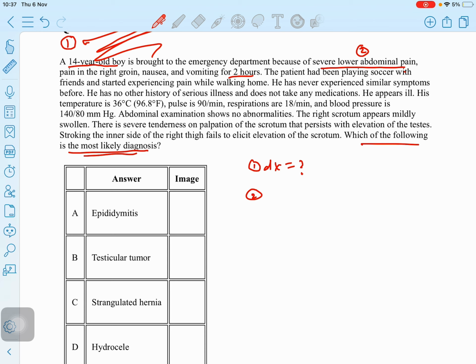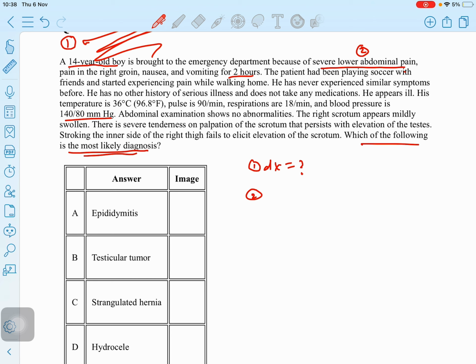He has never experienced similar symptoms before. He has no other history of serious illness and does not take any medications. He appears ill. His temperature is normal. Pulse is 90, which is normal. Respiratory rate is normal. Blood pressure is 140/80. Okay. Abdominal examination shows no abnormalities.